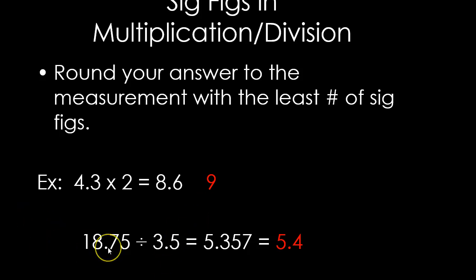On the division example, 18.75, all of those digits are considered significant, so 4 significant digits divided by 2 significant digits. 2 is less than 4, so I'm going to round my answer to 2. So 18.75 divided by 3.5 gives me 5.357, but that's 4 significant digits. That's too many. We have to round it to 2. So 5.357 becomes 5.4. Pretty easy.